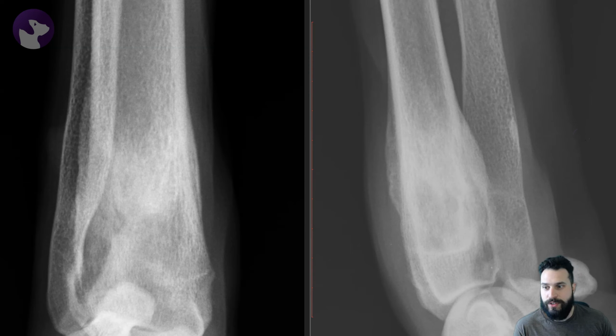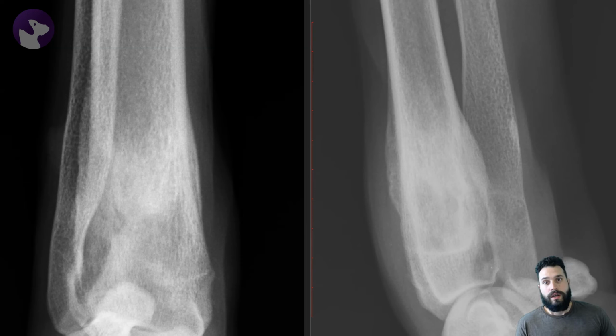The less likely differential diagnosis for something like this would be a fungal osteomyelitis, and what we need to do is sample the bone. So we can either take a bone biopsy, or if there's evidence of a cortical break, we can use ultrasound to guide a fine needle aspirate into that area.